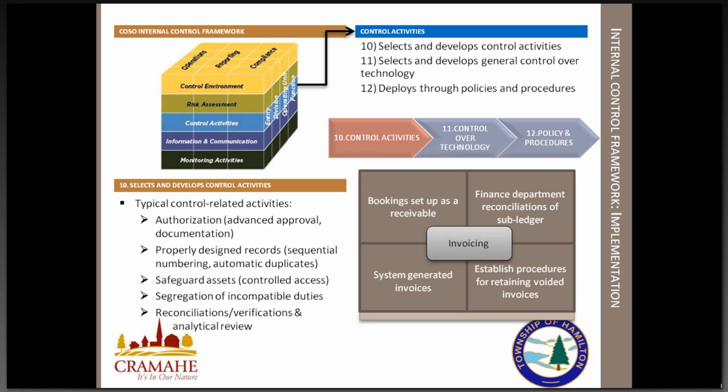The system-generated invoices are an example of authorization, as canceling a booking would now provide an audit trail. Having bookings set up as a receivable is an example of segregation of duties in that the finance staff now becomes aware of upcoming rentals. And further, the township office receptionist is to post transactions from deposits received from each arena to a clearing account, and the financial analyst is then responsible for clearing it.